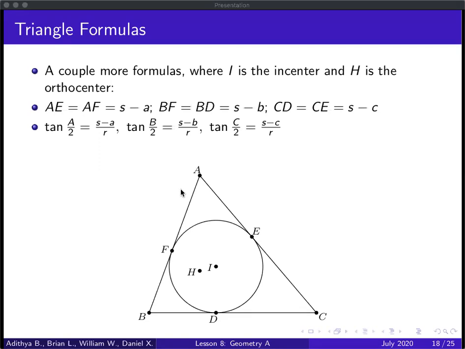And then finally, some orthocenter formulas, just the lengths of AH, BH, and CH, which are 2R cos A, 2R cos B, and 2R cos C. You can prove this by just using the law of sines on triangle BHC.